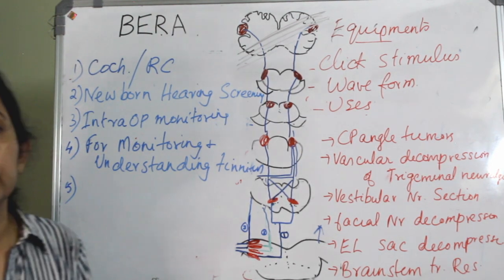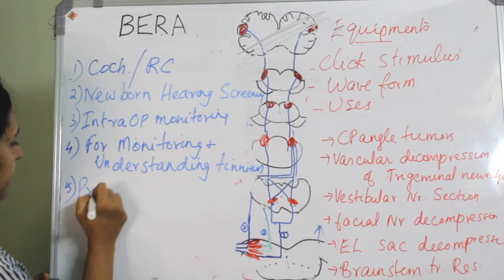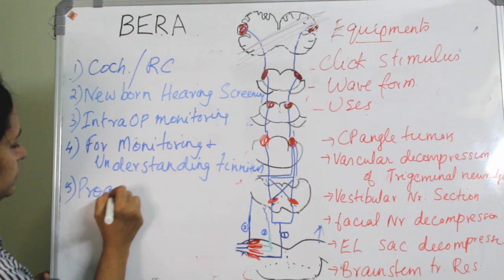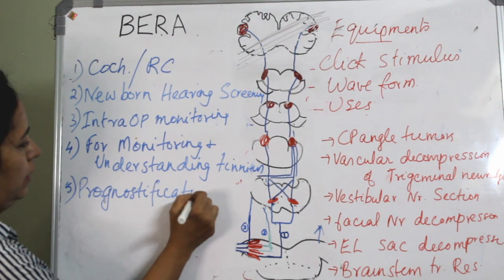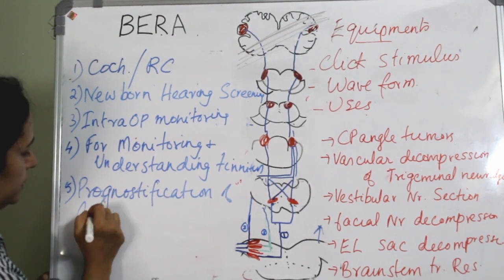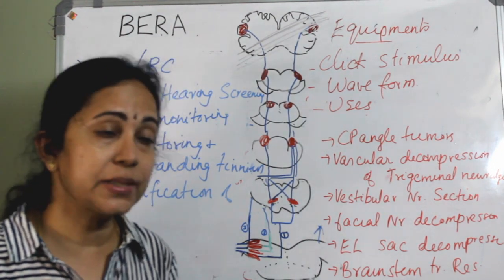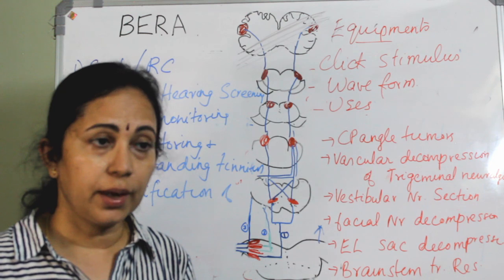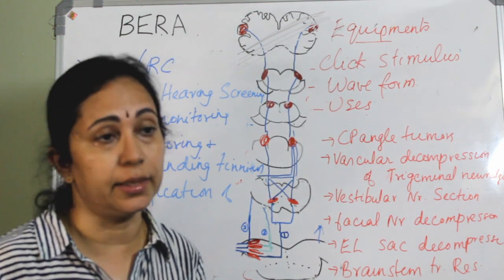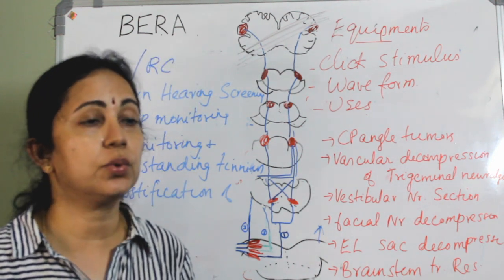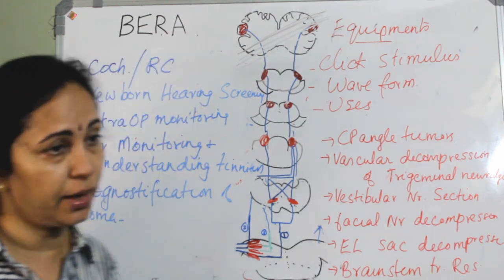Another role is in prognostication in the case of coma patients. Several studies show that if the Glasgow coma scale is 3 or below with an abnormal ABR, there is a high probability of that patient dying. Okay, so Glasgow coma scale 3 or below with an abnormal ABR, chance of death is very high.